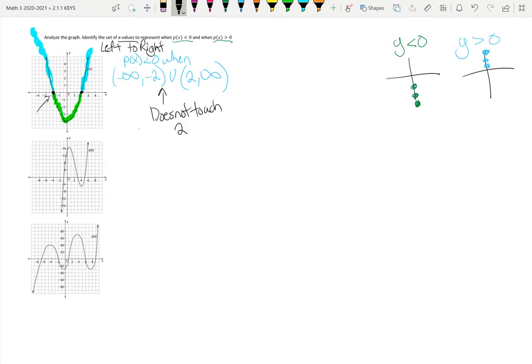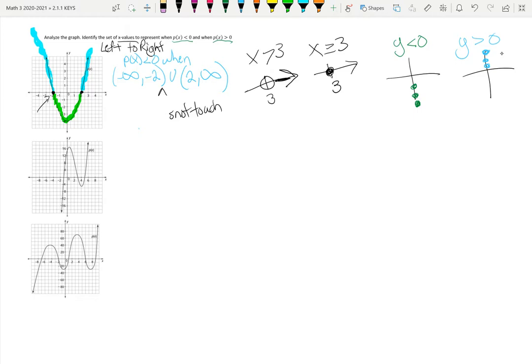Notice how this parenthesis indicates that it does not touch 2. If you want to think of it in the form of inequality, remember when I said that x is greater than 3? That meant that at 3 it was an open dot going to the right. When x is greater than or equal to 3, it was a closed dot, meaning it included 3. We are not including the -2.